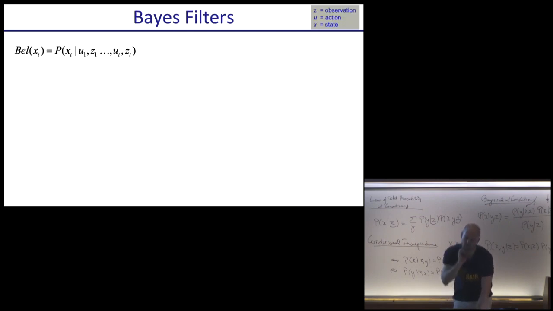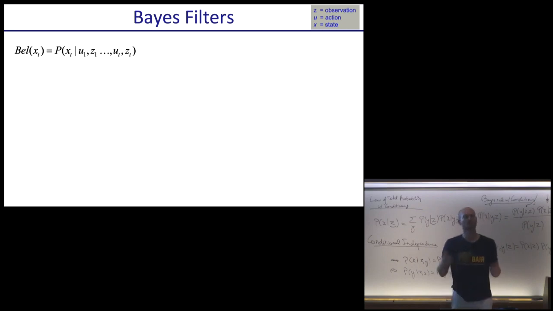OK, let's step through Bayes filters. So we'll build up step by step. This is probably the key thing for the second part of lecture. So we want to believe this, which is a distribution over xt given everything from the past, including also the current observation at time t.